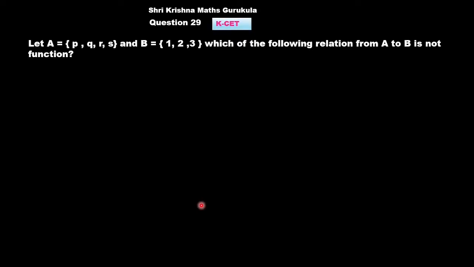Hi students, today's MCQ, let us check the question. If set A is equal to {P, Q, R, S} and set B is equal to {1, 2, 3}, then which of the relations from set A to set B is not a function? What we have to check is, out of the 4 relations given, 3 relations are functions. There is only one relation which is not a function that we have to figure out.